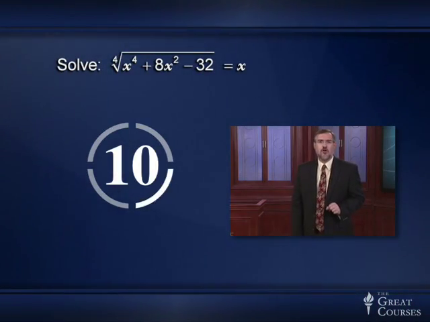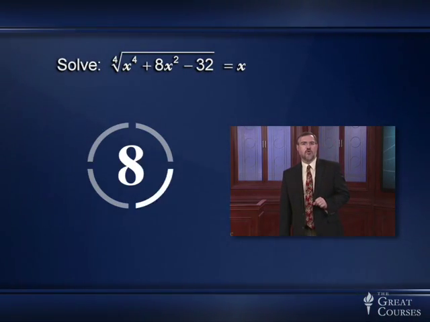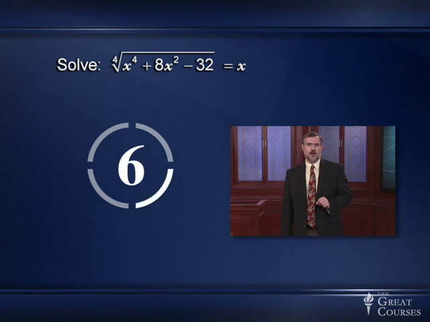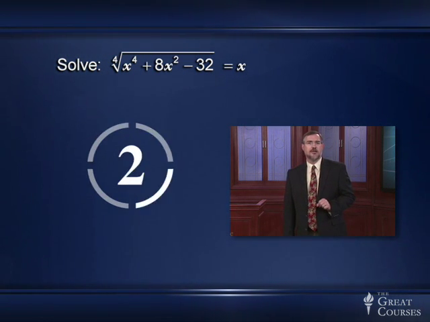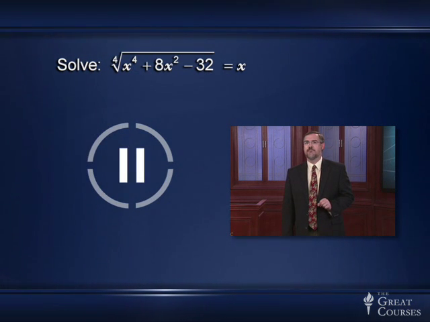Okay, I'd like to try another example now, which is a bit more complicated because of what is under the radical symbol, but it's actually not that bad. If you can solve this one, you've probably mastered just about everything from today's lesson. So here it is. Solve for the variable x in the equation 4th root of x to the 4th plus 8x squared minus 32 equals x.